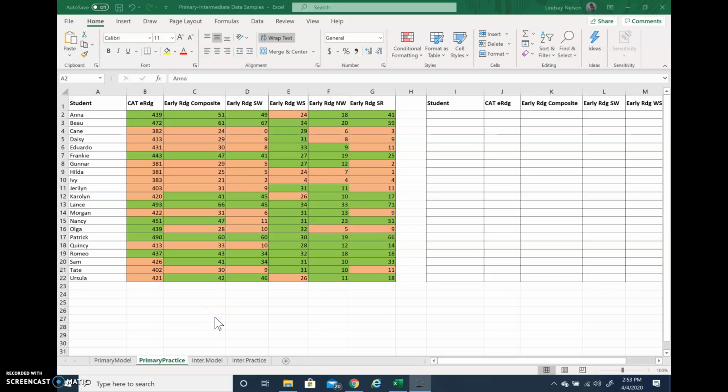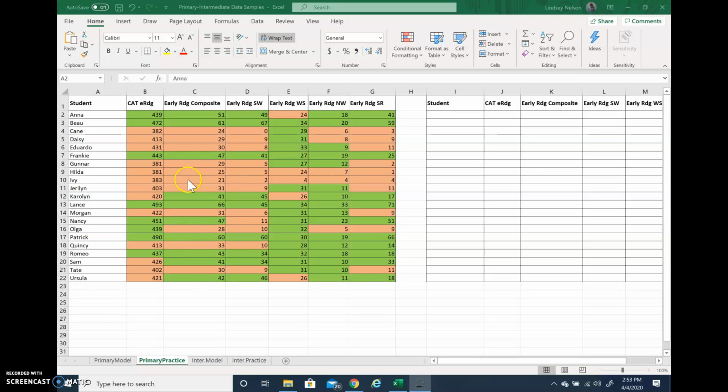All right, well, you've just had a chance to practice sorting some data and forming groups of your own. Let's take a look at this primary example and see one possible way that we could have sorted this data.